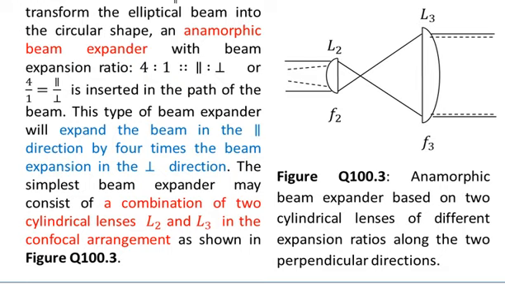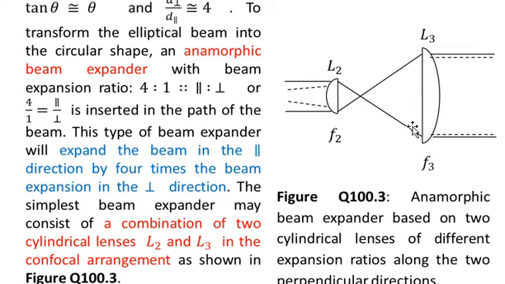And then of course the beam will converge, and then it will diverge towards another cylindrical lens L3. Both the lenses, that is L2 and L3, are arranged in the confocal arrangement. That is, the focal length of the lens 2 is over here, and the focal length of the lens 3 starts from this focus point. So this focal point is the common focal point for the lens L2 and the lens L3. So after the lens 3, you can see that the horizontal beam shown in dotted line and the vertical beam shown in solid line both have the same diameter after exiting the lens L3.